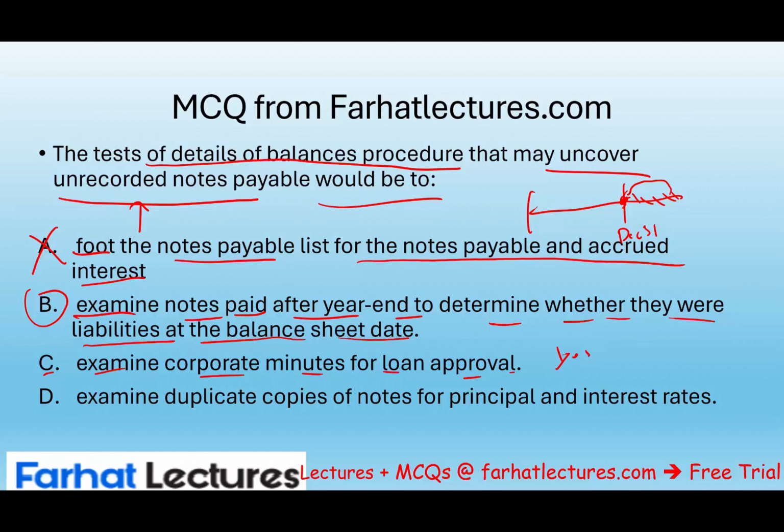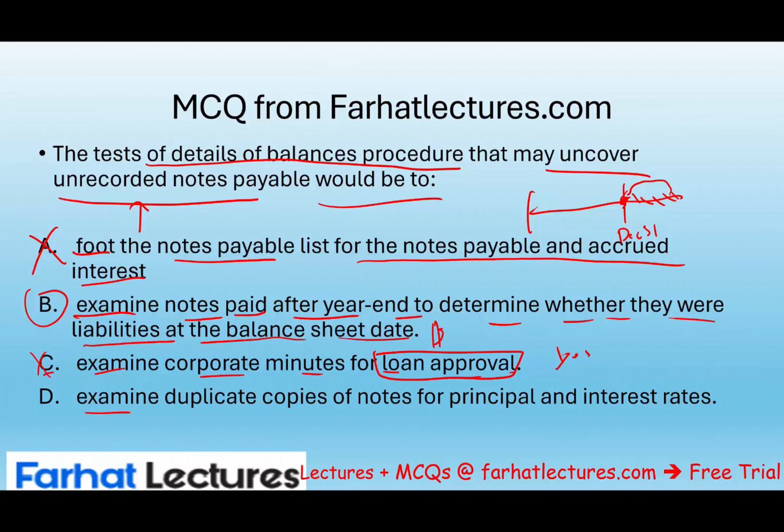Corporate minutes helps with existence, occurrence. It could help with unrecorded notes, but the payment at the end of the year is better. So between B and C, B is a better answer choice. I'm not saying C is totally wrong, because if they mention the notes in the minutes, then you want to see if it's there or not. So if it's not there, you can determine that. But that's not the purpose for it. Loan approval satisfies the existence audit objective. That's the main purpose of it. Notice here, for loan approval.